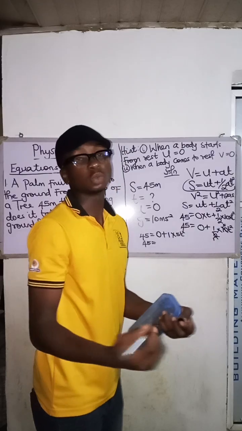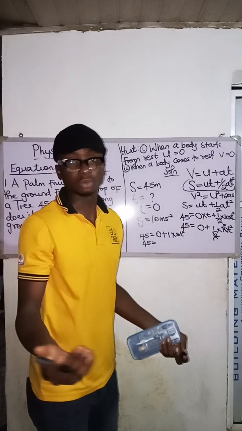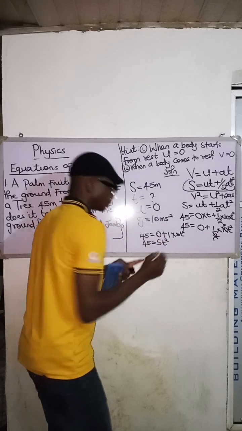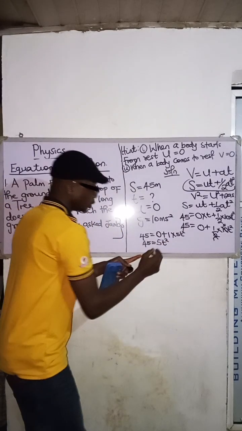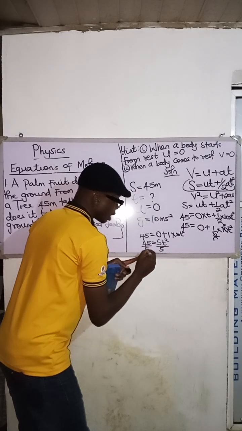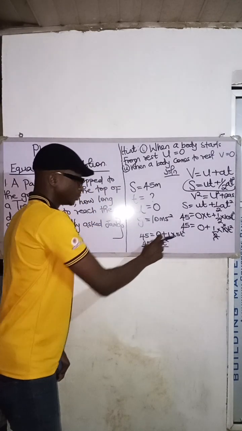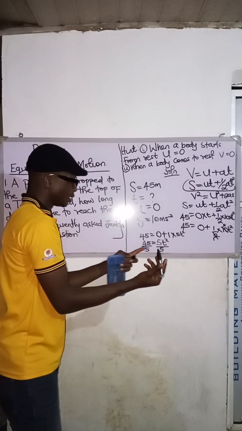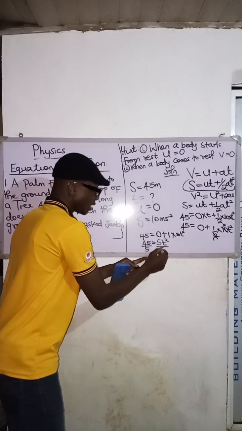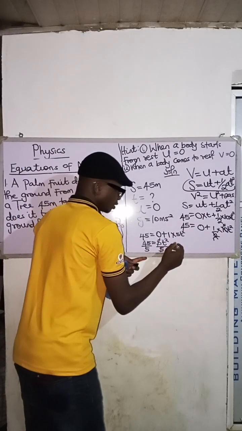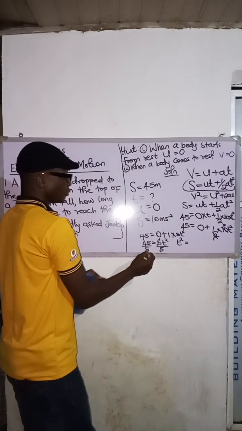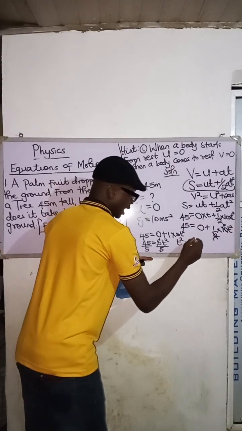So we are still having 5t squared. Now what do we do? We divide both sides by 5 because we are looking for t. We have to divide both sides by the coefficient of t squared, which is 5. We don't want 5 to be there. So 5 cancels 5, and you have t squared is equal to 45 divided by 5, which gives 9.